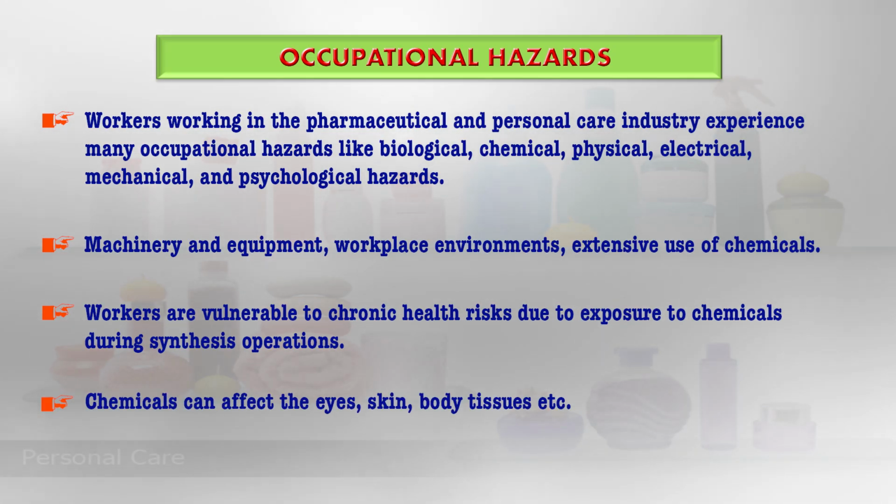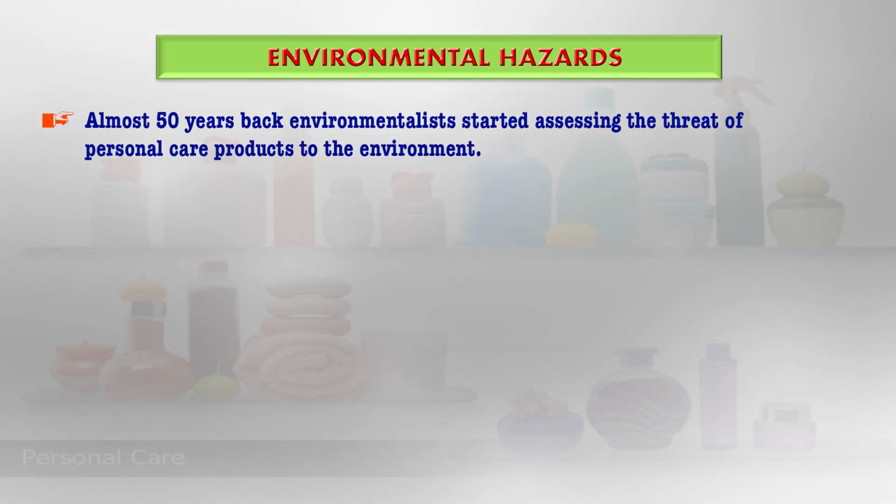And these chemicals, as we have already discussed before in various other sessions, can affect the eyes, the skin, the body tissues, etc. And prolonged exposure to such chemicals may cause various ailments such as liver damage, cancer, kidney problems, lung infections and so on. Coming on to the environmental hazards.